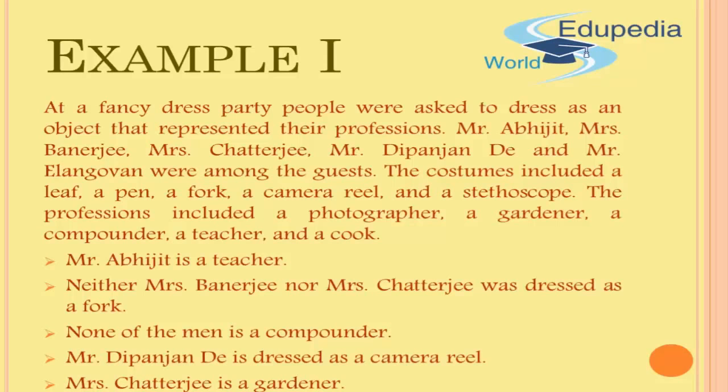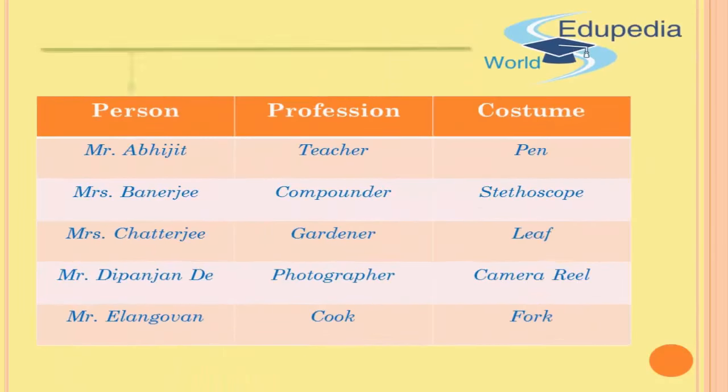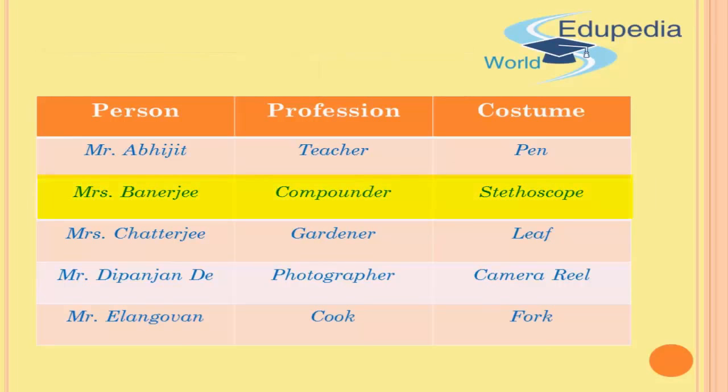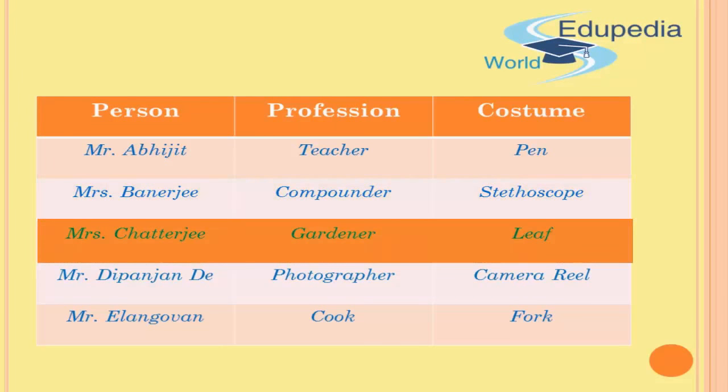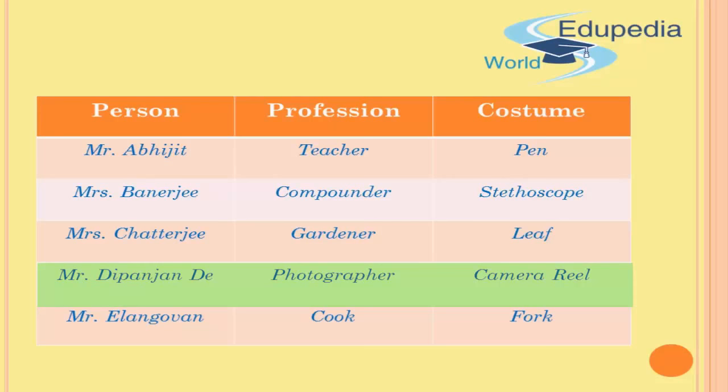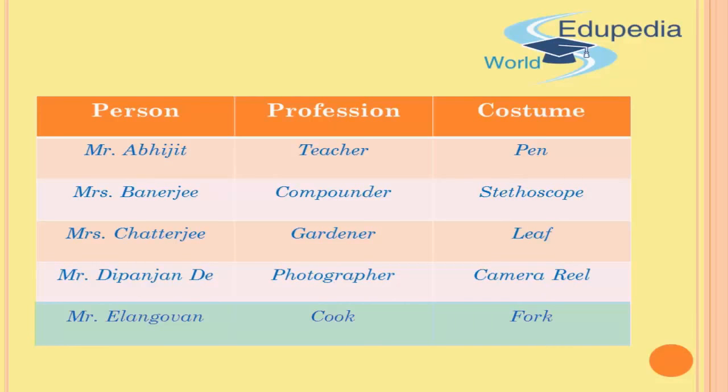So very neatly we can put all this information into a table: person, profession, and costume. So I know that Mr. Abhijit is a teacher and he of course is dressed as a pen. Mrs. Banerjee has to be the compounder, dressed as a stethoscope. Mrs. Chatterjee is the gardener, and she is dressed as a leaf. Mr. Dipanjan Dey will be the photographer, dressed as the camera reel, and Mr. Elangovan, the cook, will be dressed as a fork. So that completes my table. Now, using this information, I can answer whichever question is thrown my way.